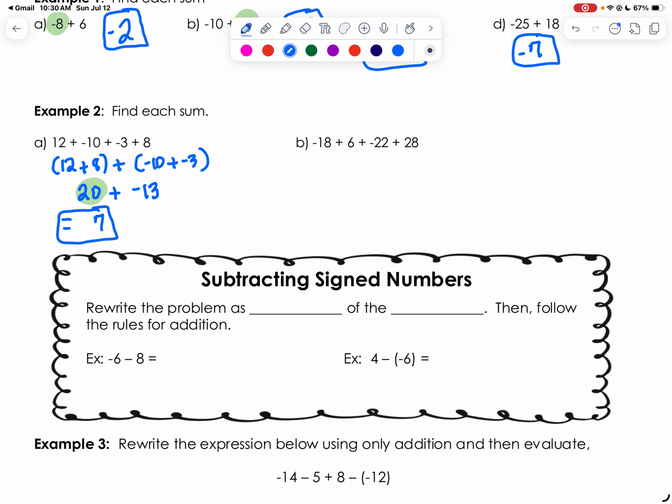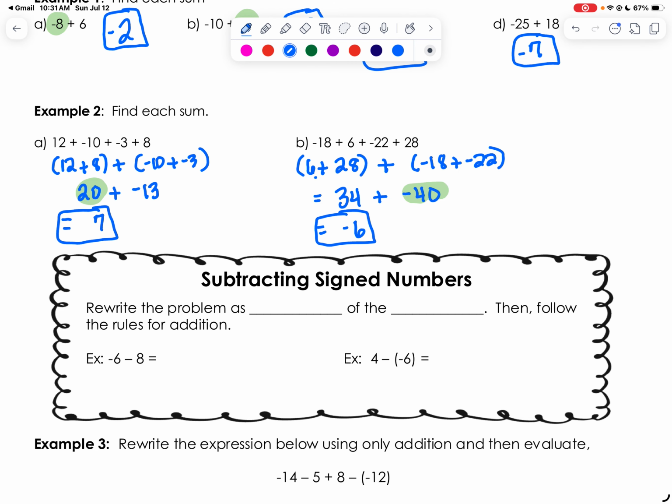All right, welcome back. Let's see how you did. What I did was I grouped up the positives, which was 6 and 28. Then I grouped up the negatives. I added 6 plus 28, and I got 34. Then I added negative 18 and negative 22 and got negative 40. Now I want to find that sum. Well, because the signs are different, I'll subtract. 40 minus 34 is 6. And I'll go with the sign of the larger, which is negative.